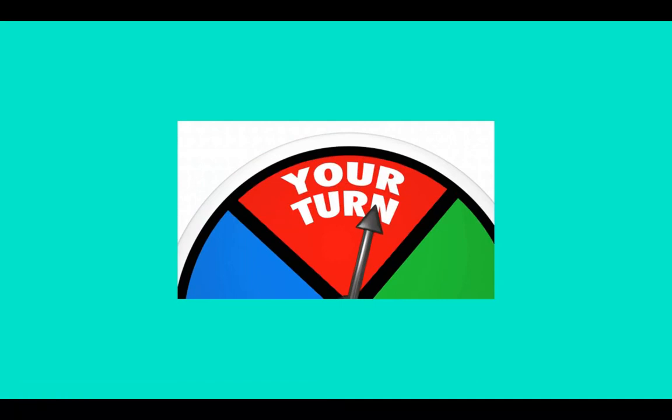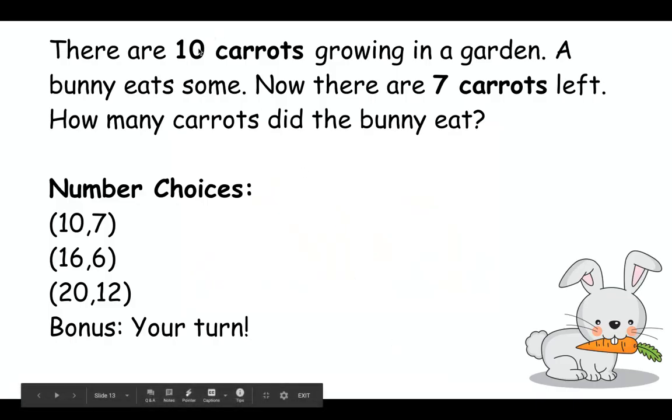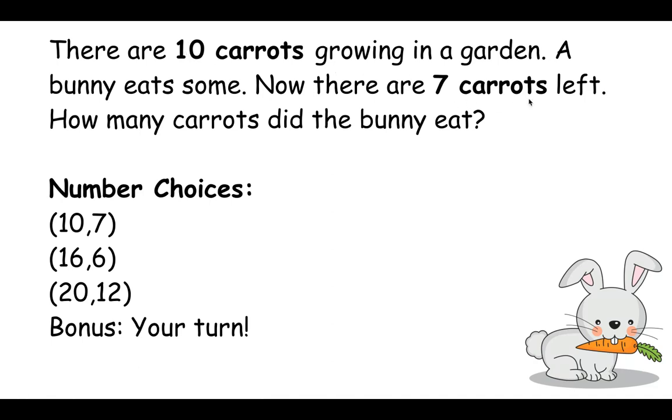So now it's your turn. You will have a chance to do the problem like this with different number choices. So the number choice that we started off with is 10 carrots, 7 carrots. Now there are 16 carrots growing in a garden. A bunny eats some. Now there are 6 carrots left.